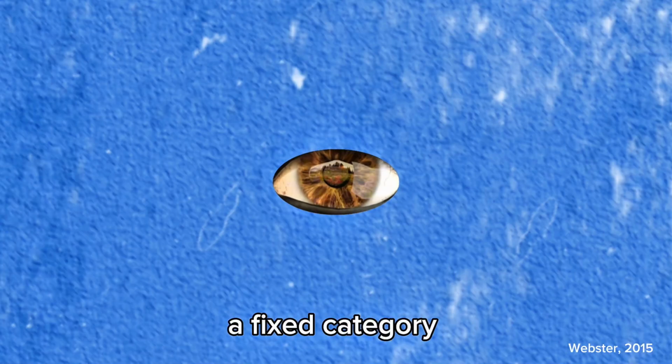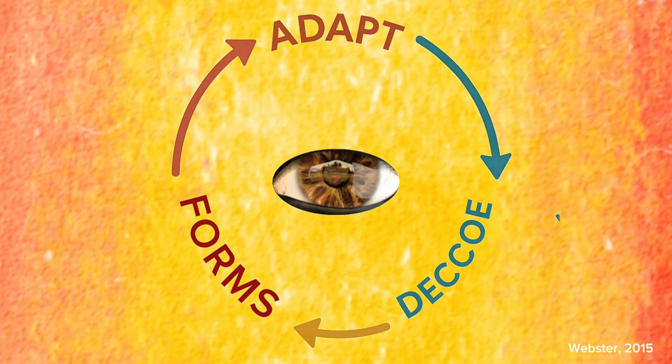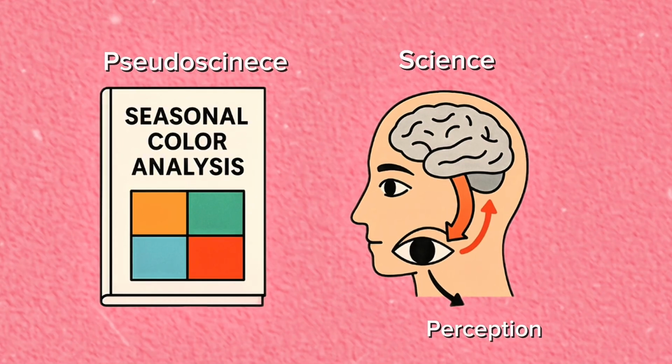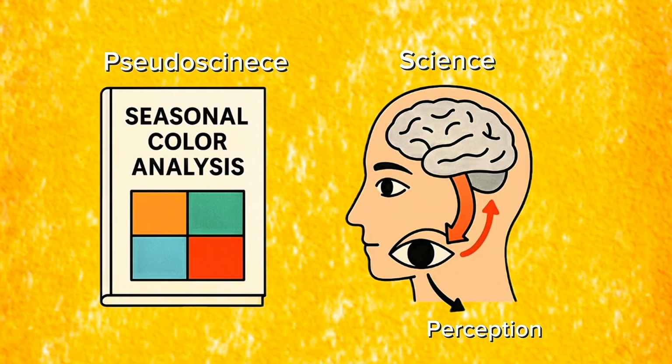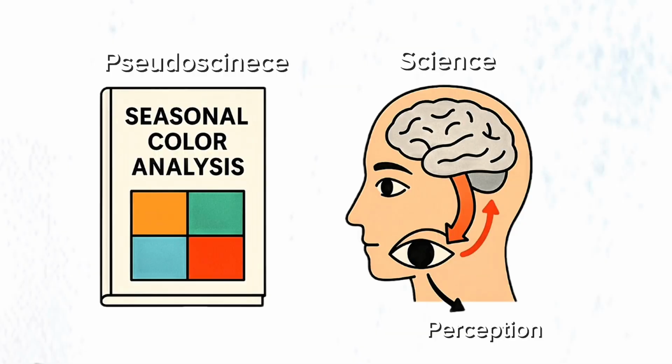In the end, perception is not a fixed category. It is a dynamic system that continuously adapts, decodes, and forms what we see. This is why researchers describe seasonal color analysis as pseudoscience. It overlooks how perception actually works. Our visual system is not static. It is flexible, constantly adapting.